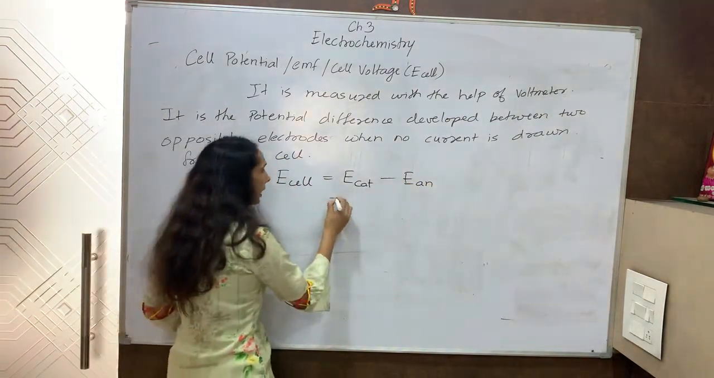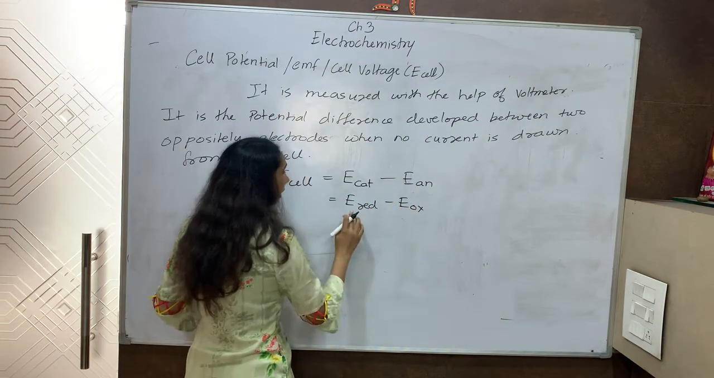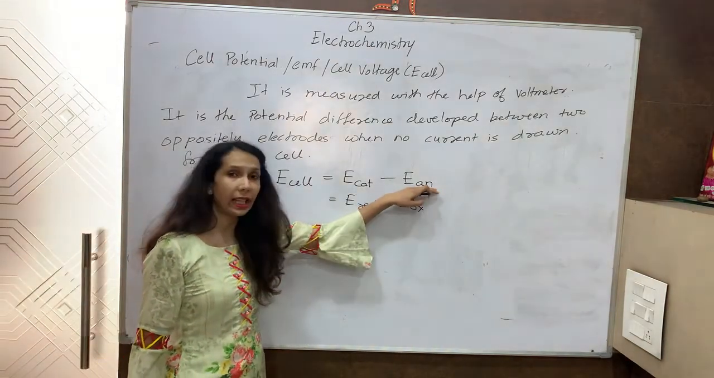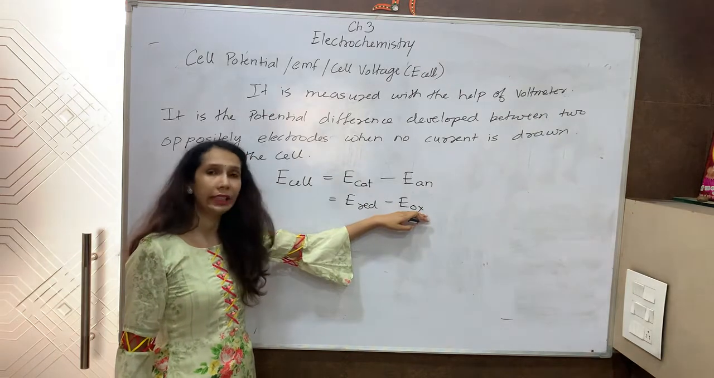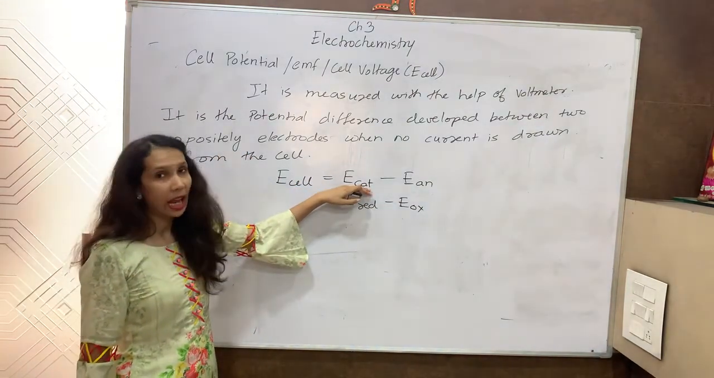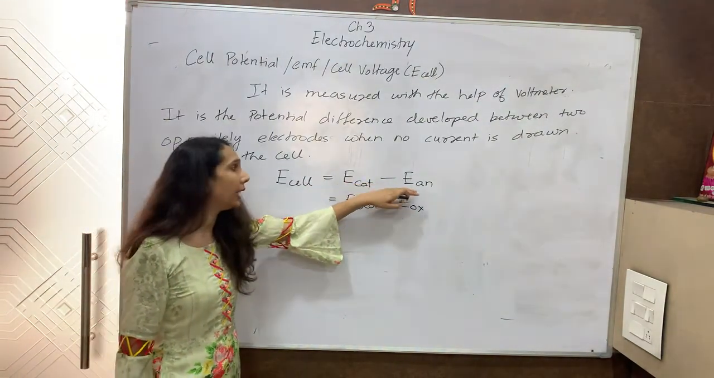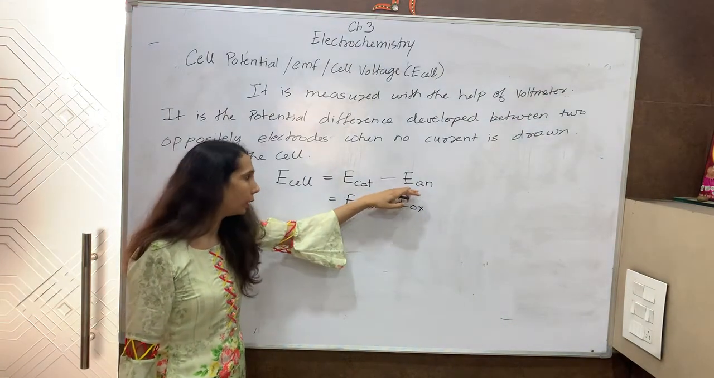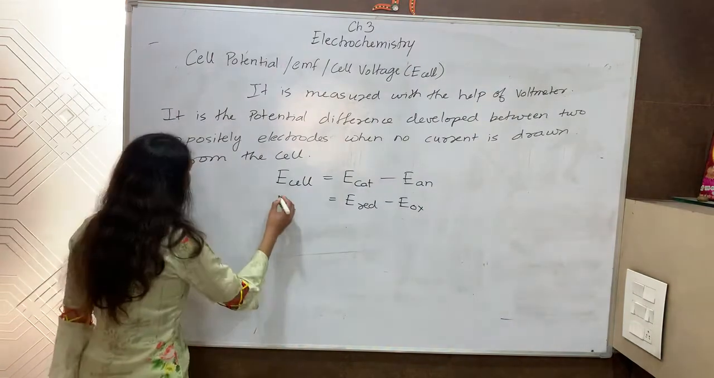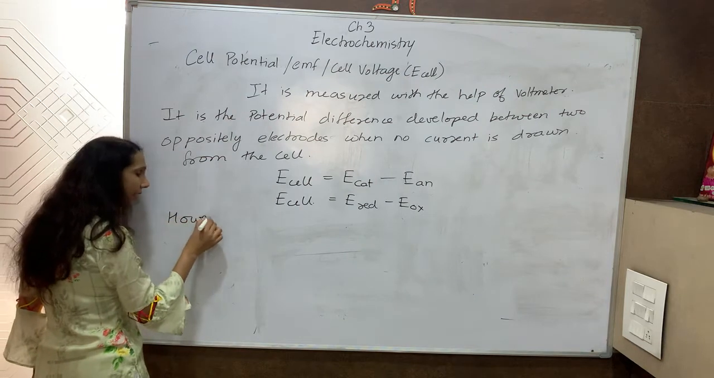We can also represent it like this: E red minus E ox, because we know that at cathode reduction takes place and at anode oxidation takes place. So cell potential can be calculated as the difference between the electrode potentials of cathode and anode. That is E reduction minus E oxidation. That is cell potential.